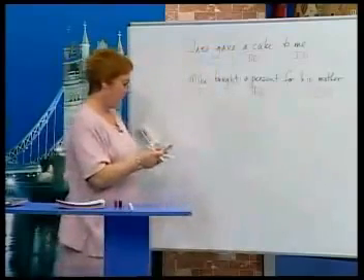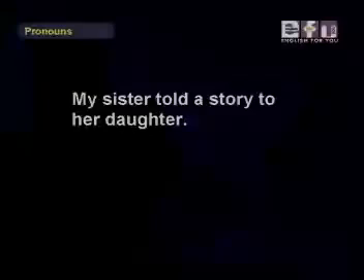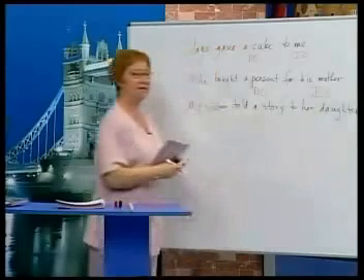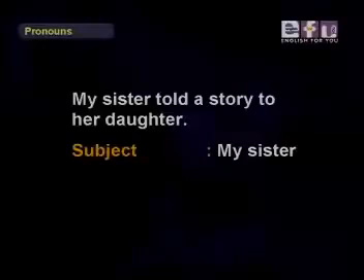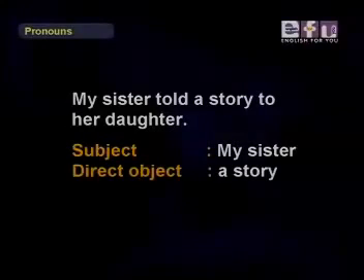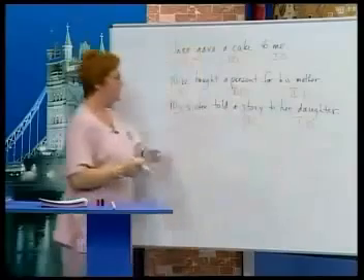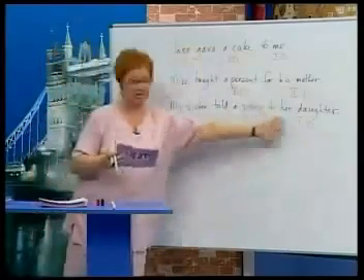Okay, and here comes another one. My sister told a story to her daughter. Okay, Ollie, the sentence is for you. My sister is the subject. Story is the direct object. Her daughter is the indirect object. Yes, good. Okay, so my sister told a story to her daughter.